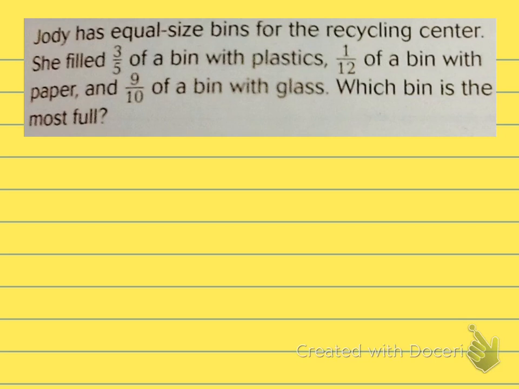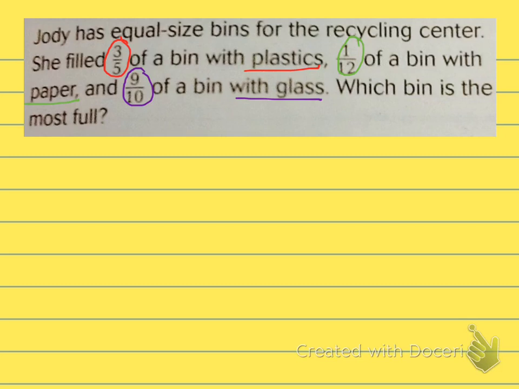Okay, so Jody has equal size bins. All the bins are the same size. That means the wholes are all the same. She filled 3/5 with plastic, 1/12 with paper, 9/10 with glass. Which bin is the most full?